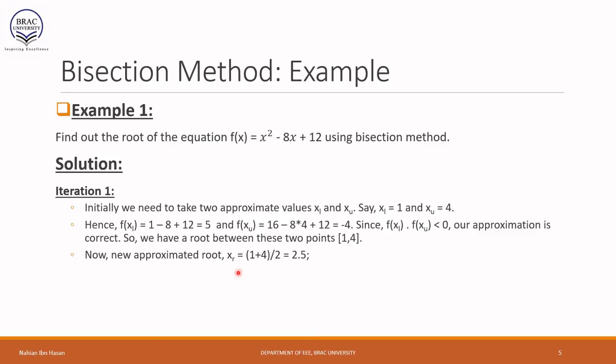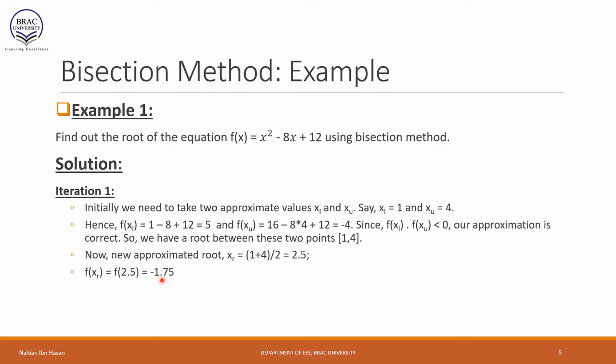In the first case, we find our new approximation of the root, xr, which is the average value of our boundary, and our boundary is 1 and 4. If we take the average of these 2 points, 1 and 4, we get 2.5. So 2.5 is our new approximation of the root, the first approximation in the first iteration. Then we find the value of the function at this new point, that means f(2.5), which turns out to be minus 1.75.